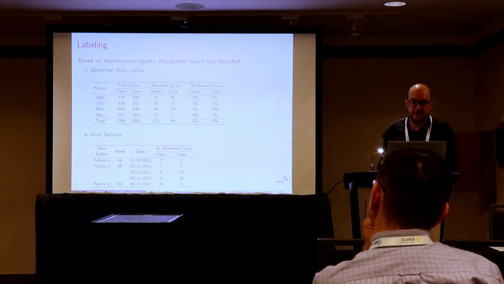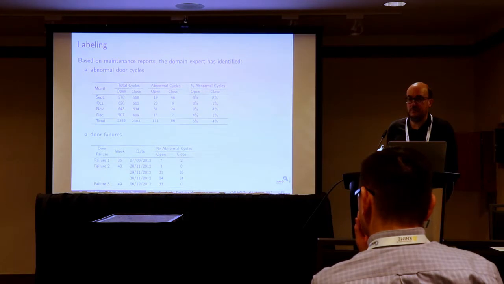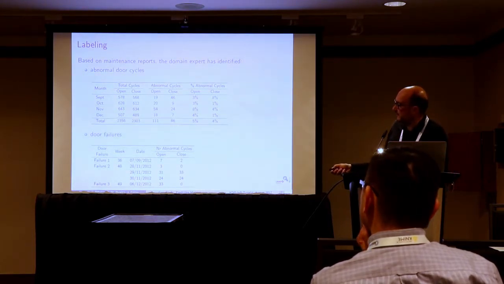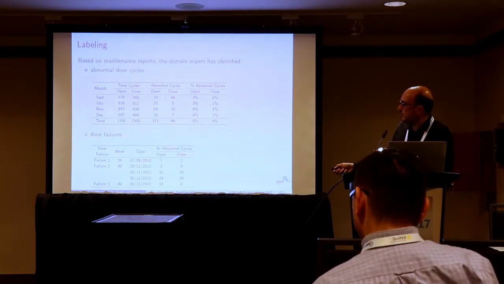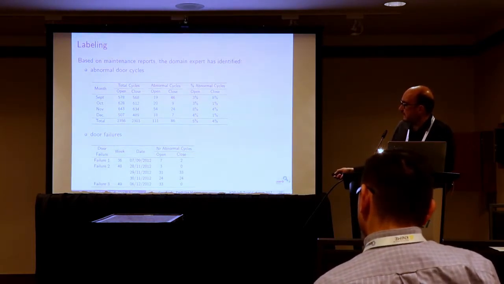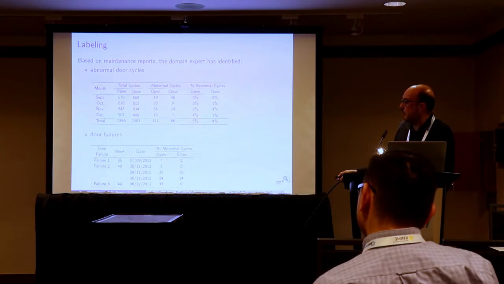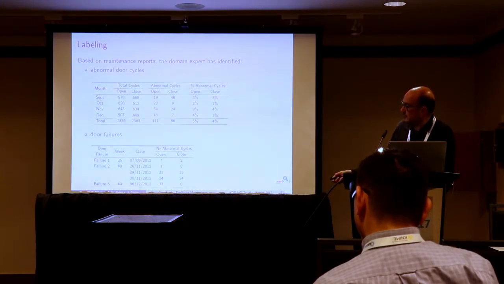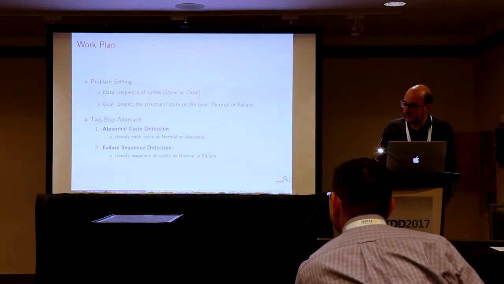If we really look at the failures, we see that we only have 3 failures. This is the information that the experts gave us. We have these 3 failures in 3 different weeks. In the first, we have 7 abnormal cycles for open and 2 for closed. Again, in this other failure, we also have open and closed. But the interesting thing is that in the last one, we have abnormal cycles only in the open, but not in the closed. Okay, so we have this data.